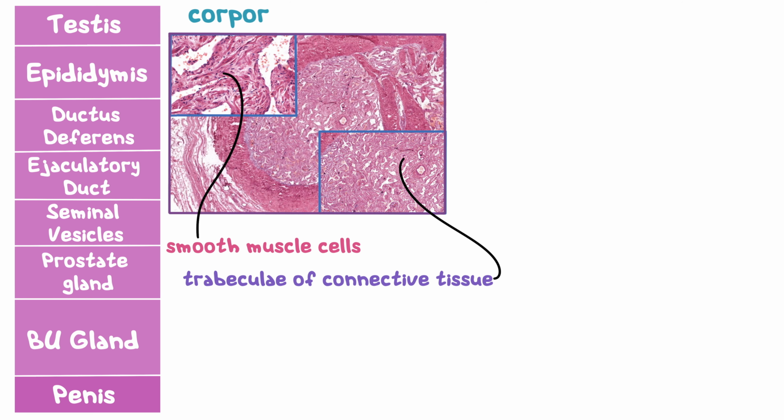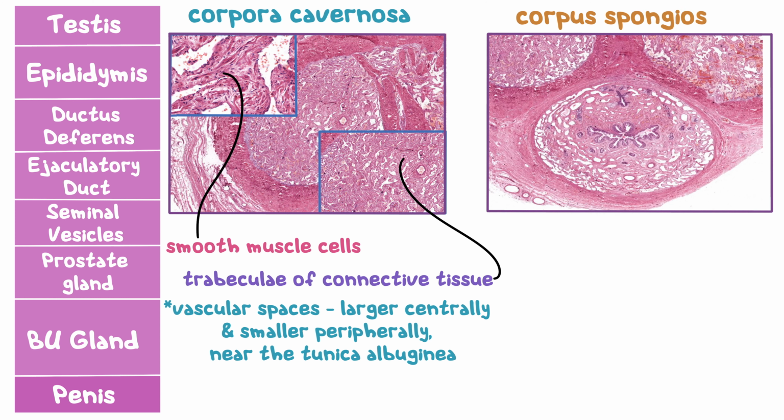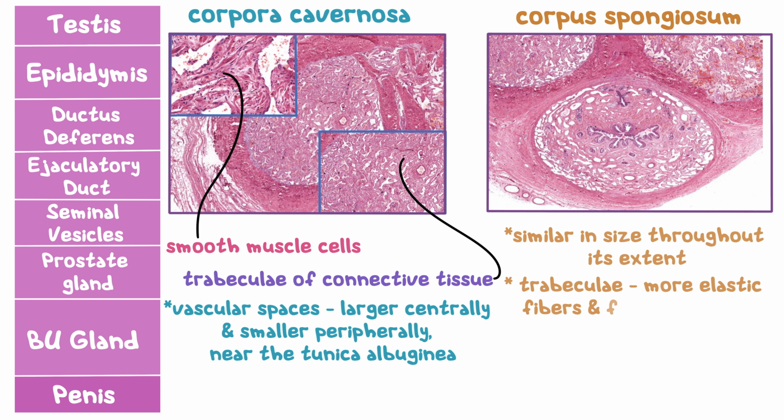The vascular spaces of the corpora cavernosa are larger centrally and smaller peripherally near the tunica albuginea. However, the vascular spaces of the corpus spongiosum are similar in size throughout its extent. The trabeculae of the corpus spongiosum contain more elastic fibers and fewer smooth muscle cells than those of the corpora cavernosa.